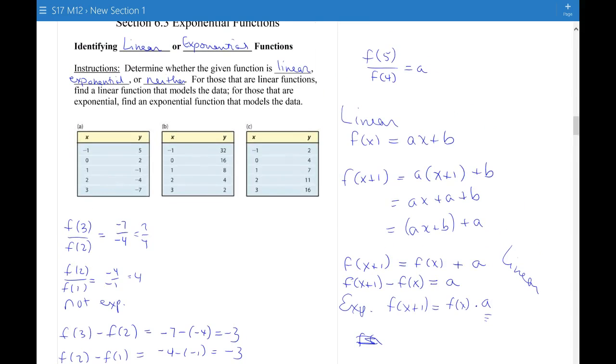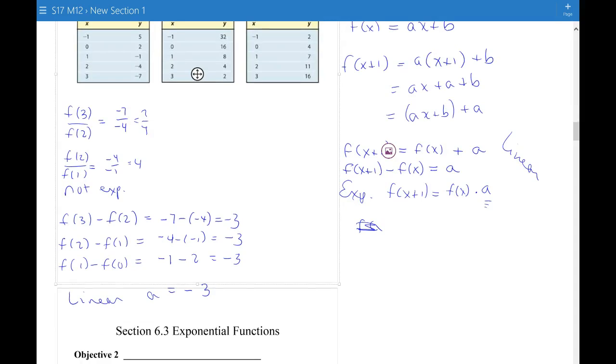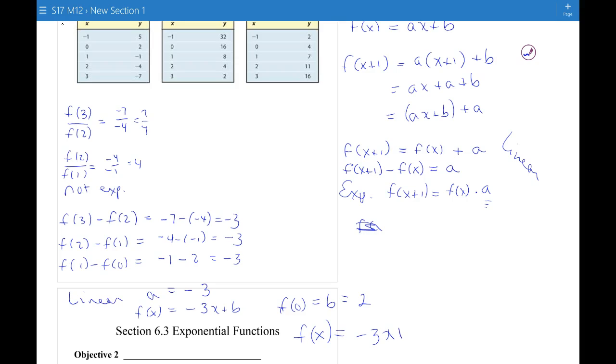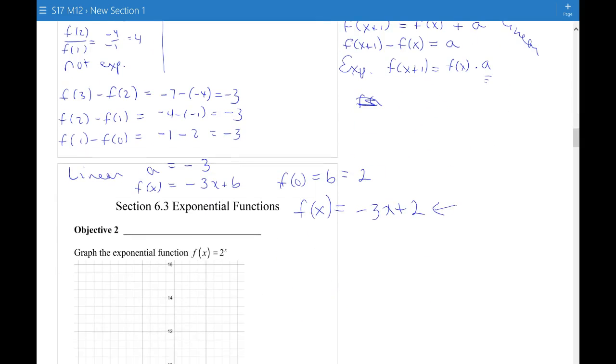It says if it is a linear function, find the function that models the data. So we know the slope, or the a part. So we have so far that f of x equals negative 3x plus b. Well, let's do f of 0 since that's easy. F of 0 would equal b, and we can see from the chart that that's 2. So the linear function negative 3x plus 2 describes this data. You can use the other data you're given as a check. You have a negative 1 here. If you plug in negative 1 for x, it works. So we'll look at the other two in class together.